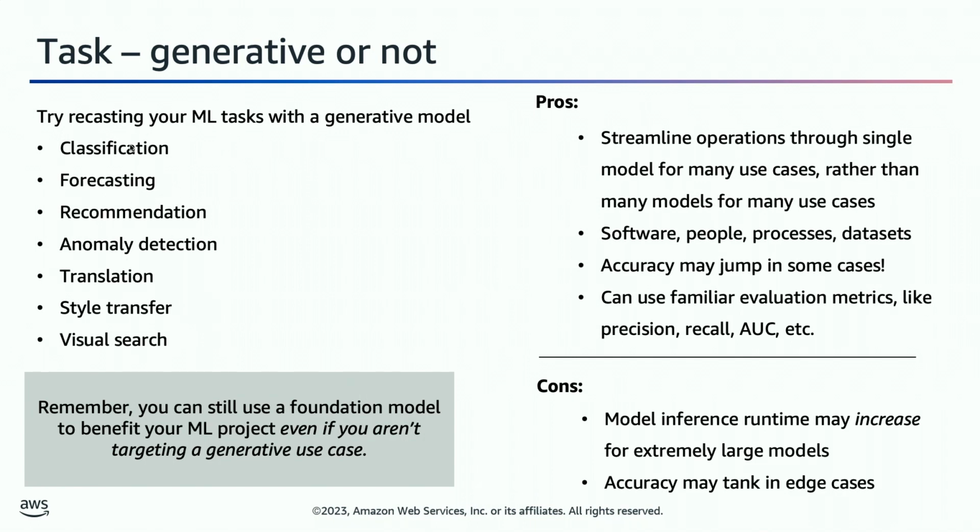You can try doing classification with a generative model. You can try forecasting with a generative model. You can try recommendation. You can try anomaly detection, certainly translation, style transfer, visual search, arguably. And so it's interesting to explore these because you're using that foundation model.